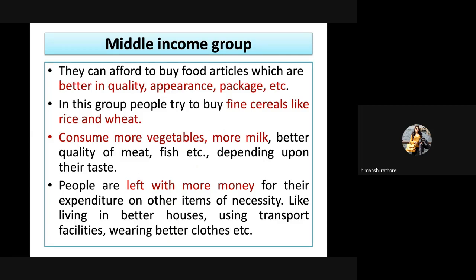Then here comes the middle income group. They can afford products which are better in quality, which are packaged food. Their appearance is good, and apart from staple ingredients like rice, wheat, sugar, and jaggery, they can also include food from the protein groups, like meat and fish, maybe on a weekly basis or twice a week. May not be daily, but yes, they can include these things in their diet. So people are left with more money for expenditure on other items also. Apart from purchasing food, they can also buy things for other necessities like house, transportation, and good clothes. So that is the middle income group.